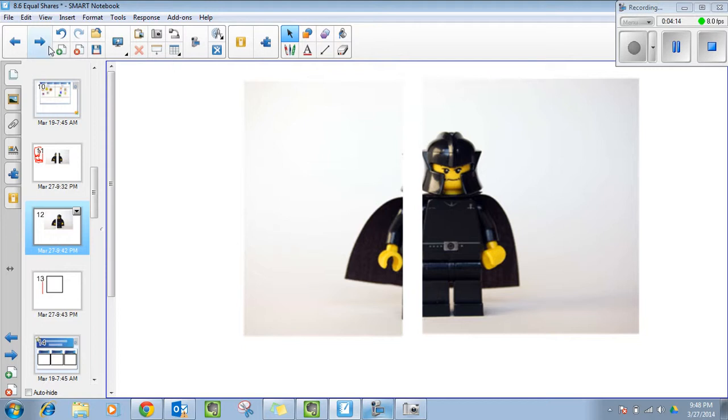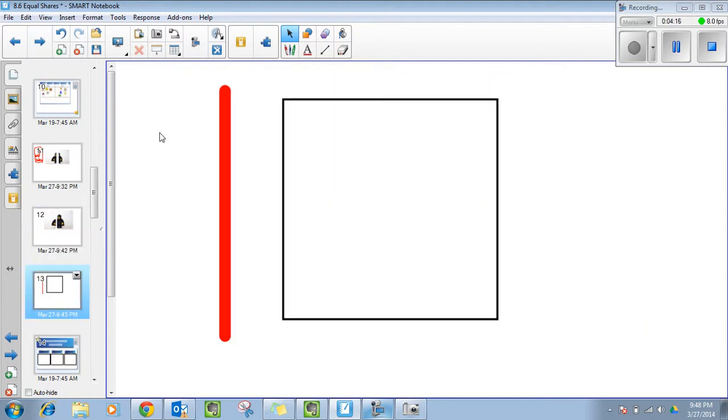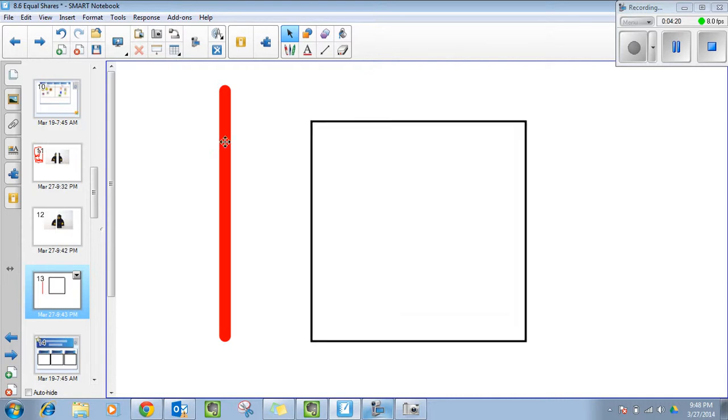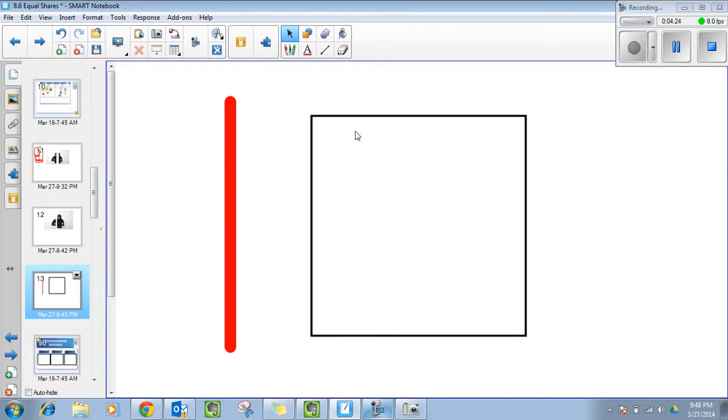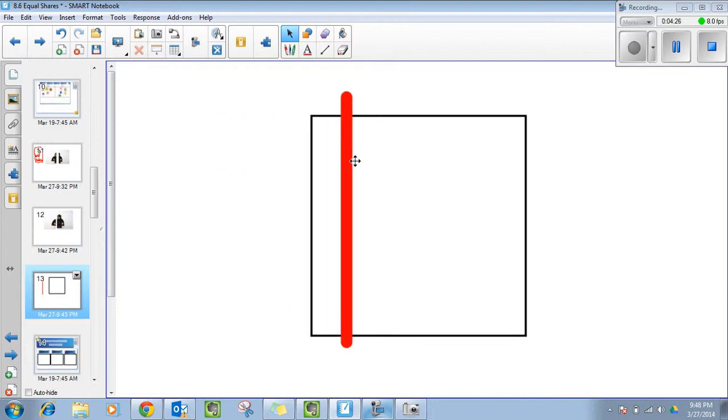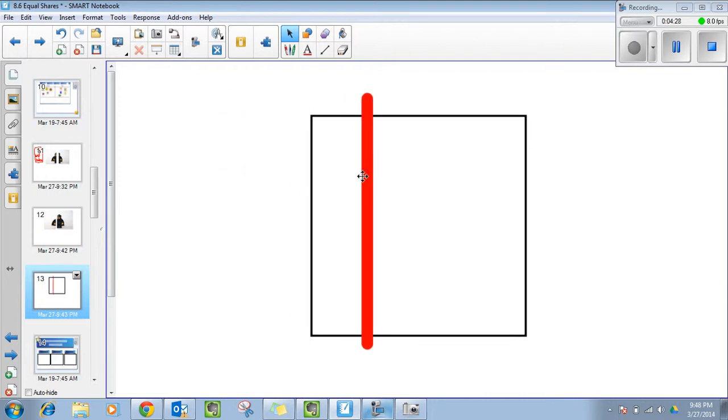Now, this was an example with a Lego guy. Now let's see what this looks like with an actual shape. Okay, so I have a square here, and then I have my red line that's going to divide this square and show halves. Now, if I was to place this red line right here, this is an example of 2 pieces. So you can see here I have 1, 2 pieces.